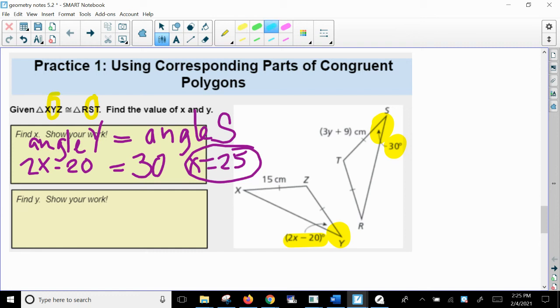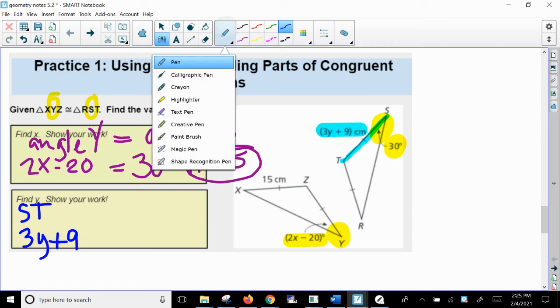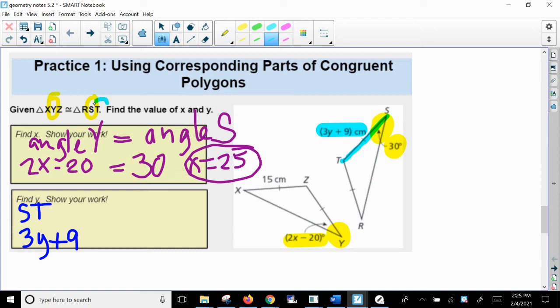Solving for y, use this expression, which represents side ST. Okay, so ST is 3y plus 9. Well, look at our congruent statement. Side ST and YZ are your corresponding sides. And if I look at the little slashy marks, see how it says 15 centimeters for XZ right here? But it's a slashy right here. So I know that ZY is also 15 centimeters.